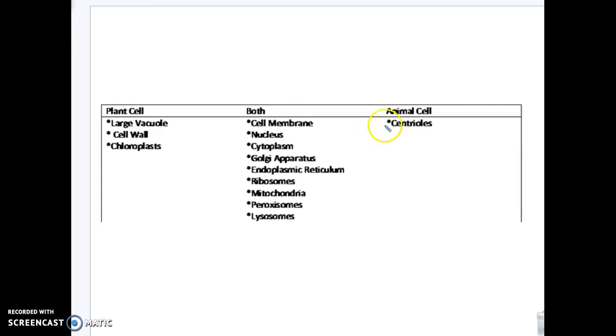So I've put that in an easy chart for you. You see that there's a large vacuole, cell wall, and chloroplast in a plant cell, and an animal cell has centrioles. And all the other stuff that we need to know about is present in both.